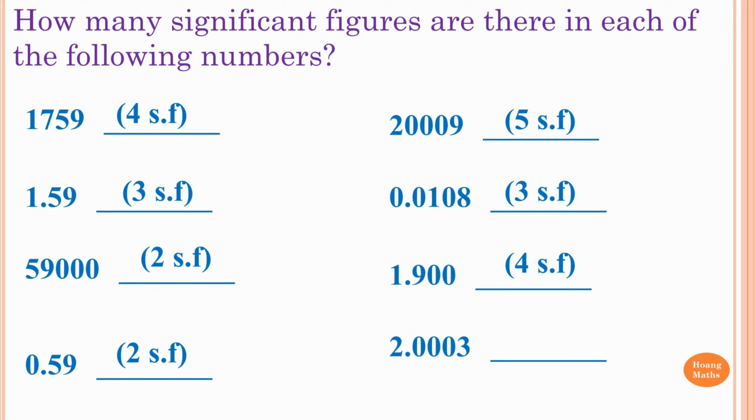Last one. Because we count the first and the last digit, any digit in between also counts as well. So 2, 3, 4, 5. Therefore we have 5 significant figures.